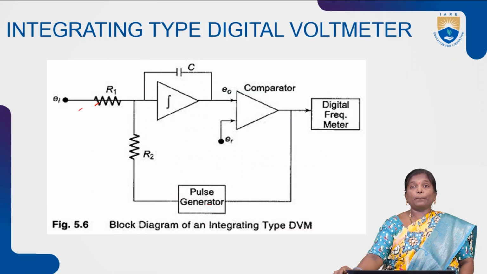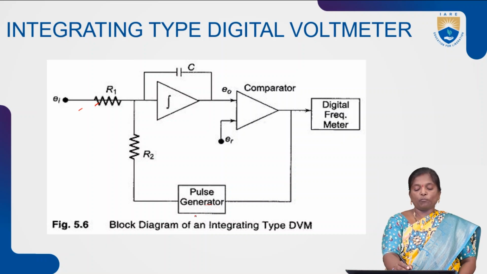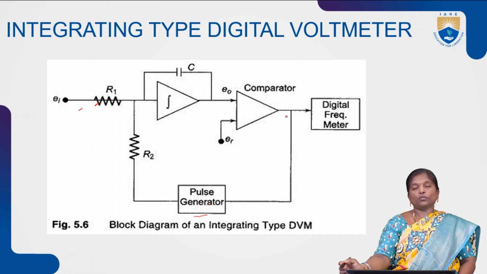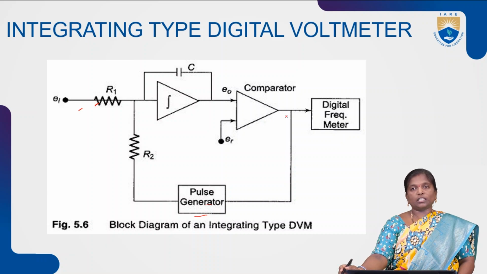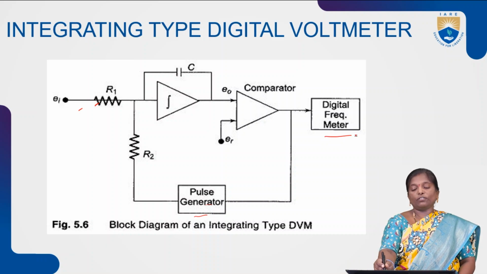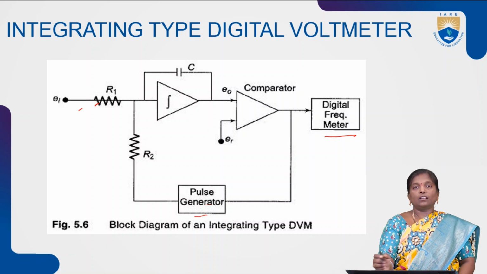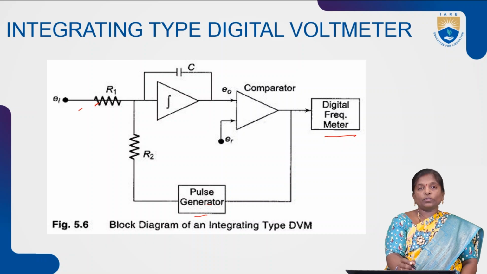Once again, let us verify the operation of the integrating type of digital altimeter. In this, we have a pulse generator to generate the pulses, and the comparator is used to compare the given input signal. With the help of the digital frequency meter, we can measure the frequency of the incoming signal. Coming to the operation, initially we apply a constant input to an integrator. Then the integrator produces an output, and that output is given to the comparator.